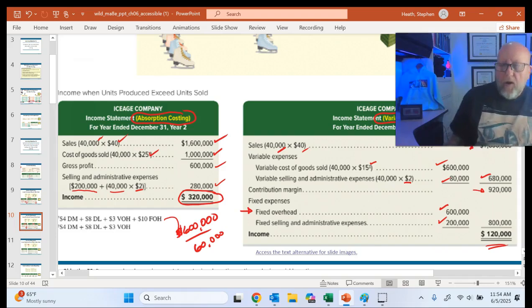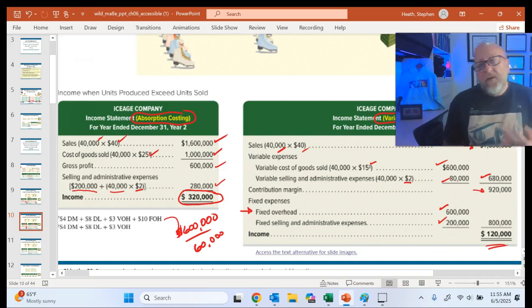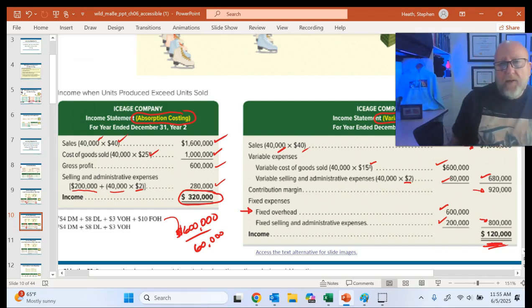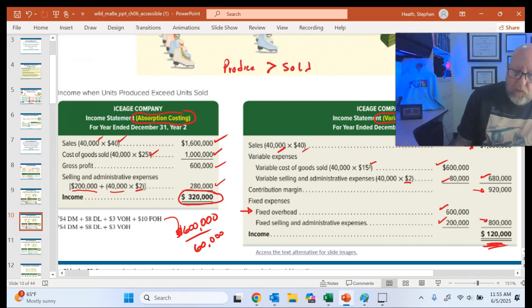And therefore, I'm going to take all of the annual fixed manufacturing overhead of 600,000 and all of the fixed selling and administrative of 200,000 for a total of 800,000 in fixed costs, for total income under variable costing of 120,000. So this is an instance where we produce more than what we sold.